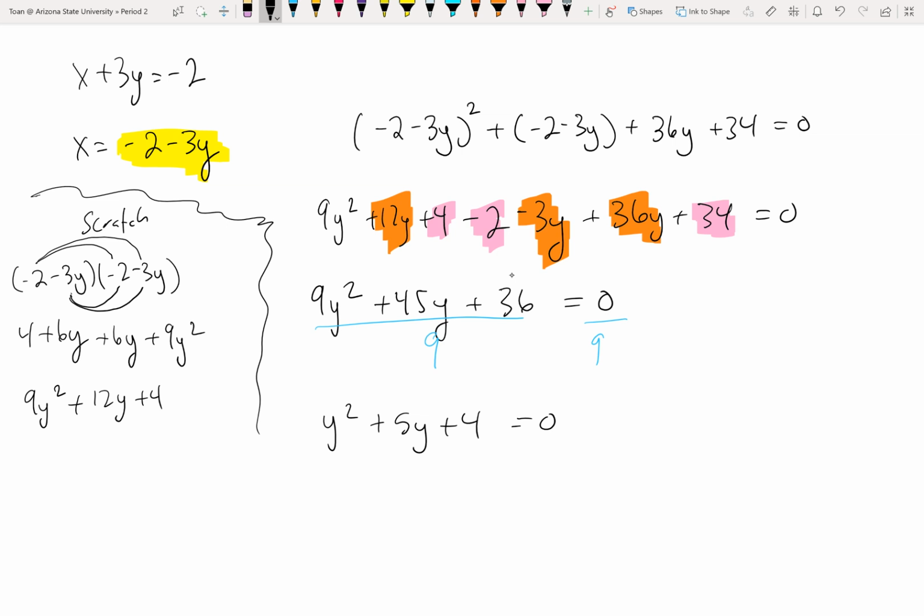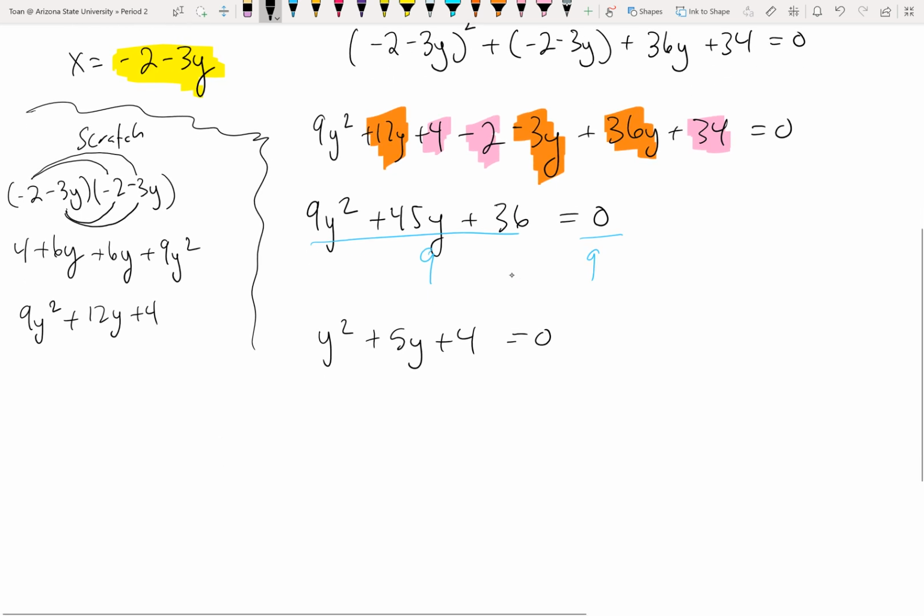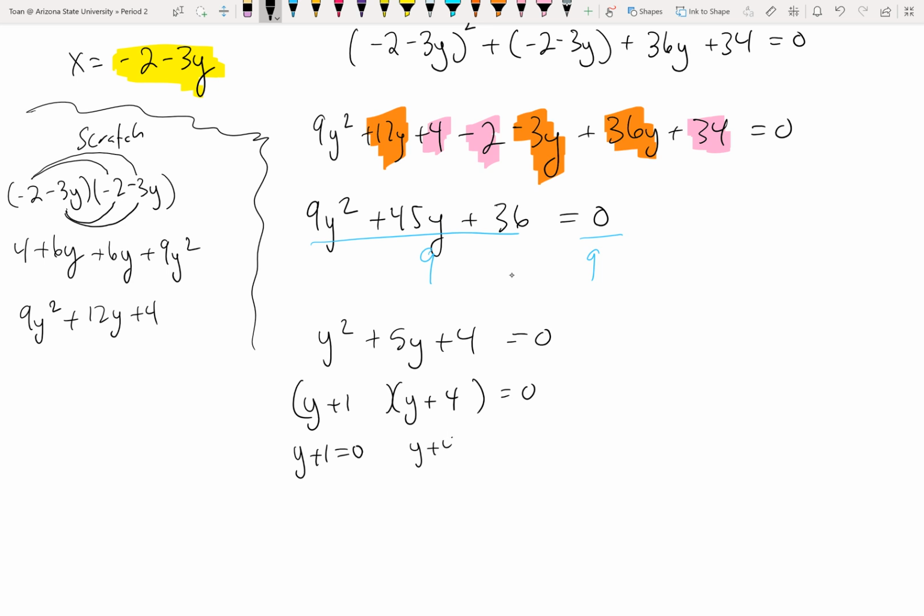Now that is a much easier problem to solve. So again, think back to Algebra 1, solving a quadratic. You can factor it. You can use the quadratic formula, negative b plus or minus the square root of b squared, all that fun stuff. But this one ends up being factorable. Y plus 1, y plus 4. So now that we've factored it, set each piece equal to 0. So you get y equals negative 1 and y equals negative 4.